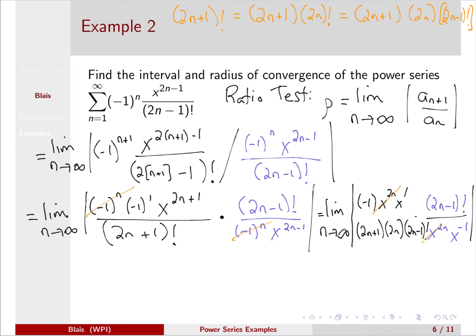The x to the 2n's go. The 2n minus 1 factorials cancel. What's left? The limit as n goes to infinity of the absolute value. We have a negative 1 times x in the numerator. That's all that survived in the numerator. And in the bottom, we have x to the minus 1, and we have those terms 2n plus 1 and 2n.